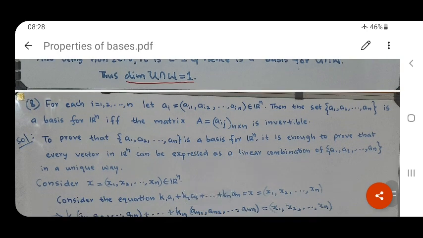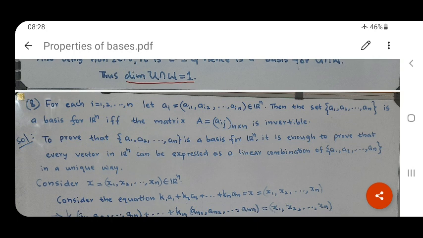Another problem: for each i equal to 1 to n, let ai equal to the n-tuple (ai1, ai2, etc., ain) in Rn. Then the set {a1, a2, etc., an} is a basis for Rn if and only if the matrix A formed by aij, n by n, is invertible. To prove that it is a basis, it is enough to prove that every vector in Rn can be expressed as a linear combination of these vectors in a unique way.